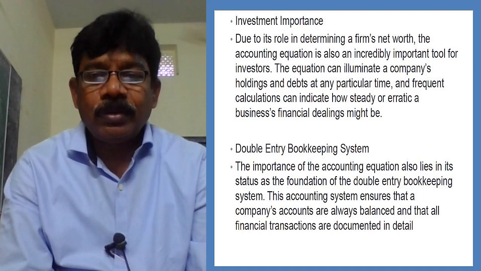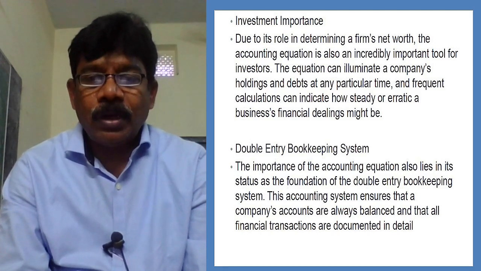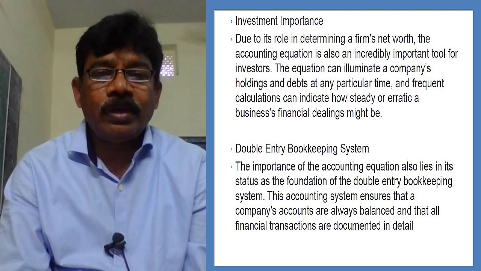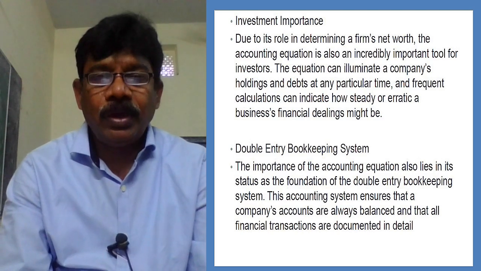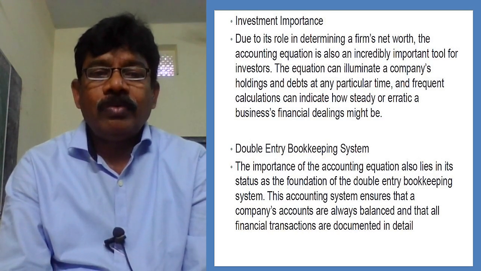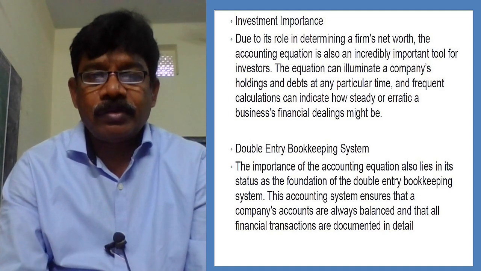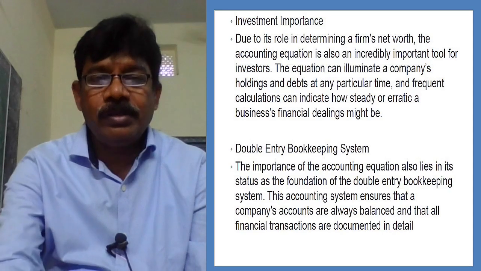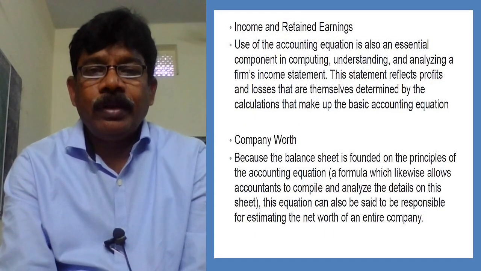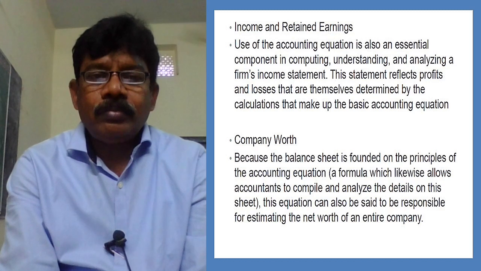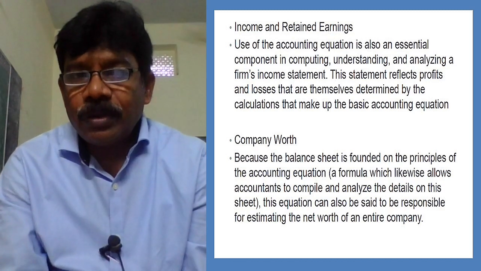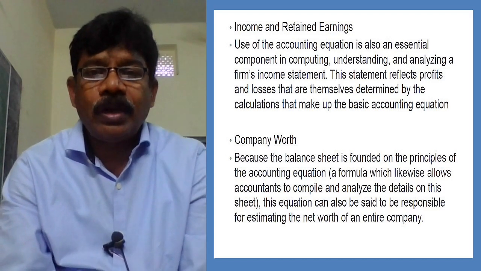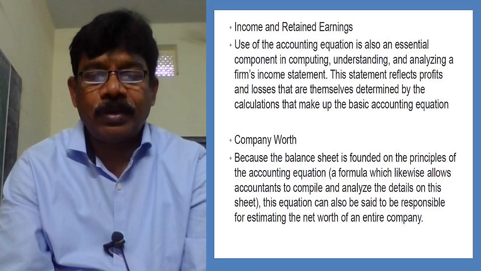Double entry bookkeeping. The accounting system ensures the company's accounts are always balanced. We already discussed that in an earlier slide. Okay? So we can easily find the errors and mistakes, because the trial balance will always be equal. The use of the accounting equation is also an essential component in computing, understanding, and analyzing a firm's income statement.